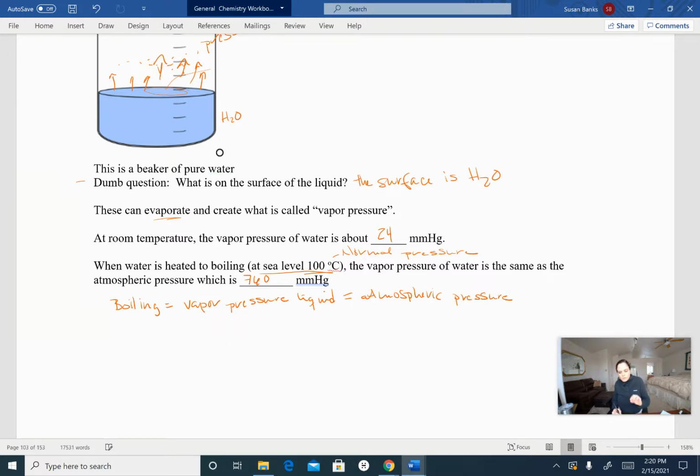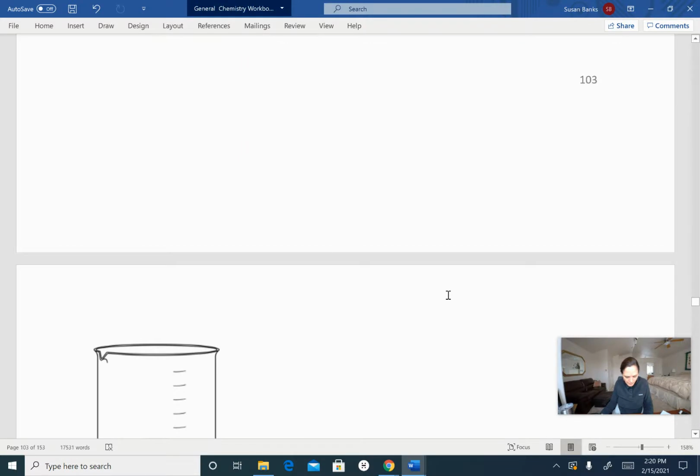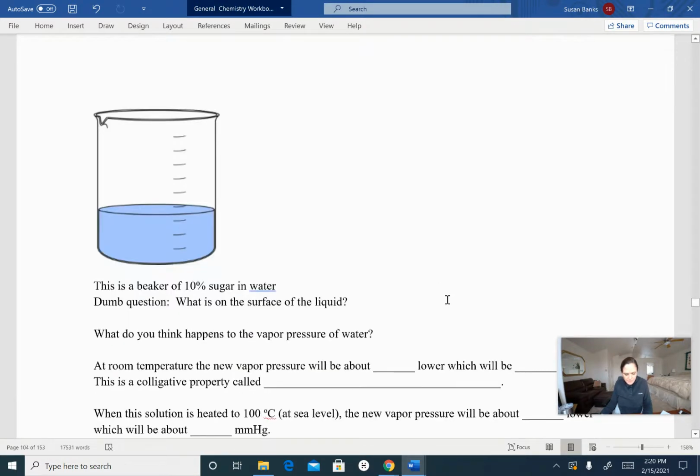Okay, in order for something to boil, the vapor pressure of that liquid has to be the same as the atmospheric pressure. Otherwise, it will not boil. Okay, so let's think about this beaker. If I put 10% of it as sugar, so that means I'm going to have sugar molecules all through this liquid, right? I'm just going to make little orange dots to make that sugar.